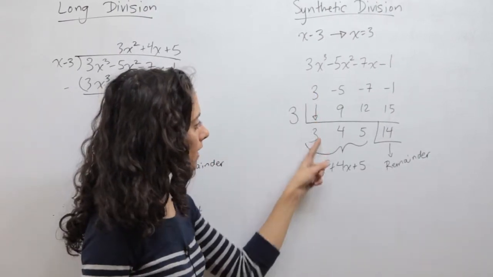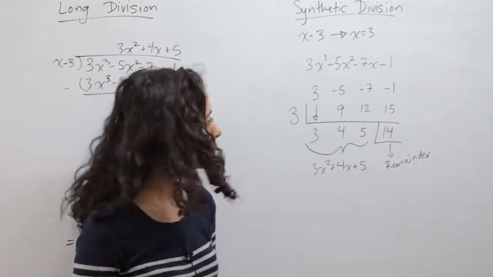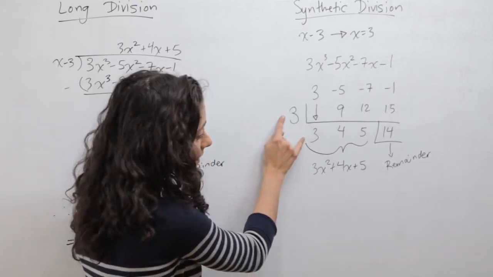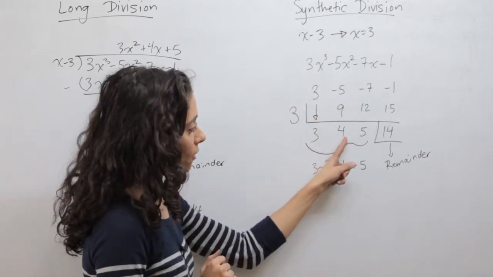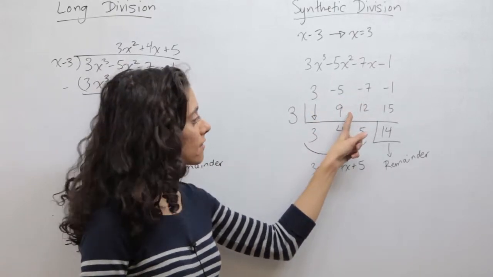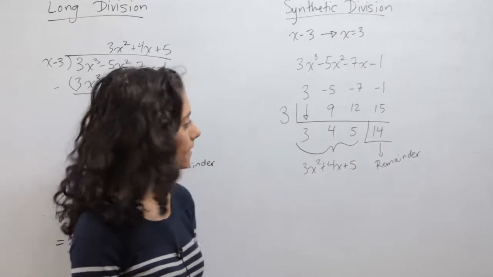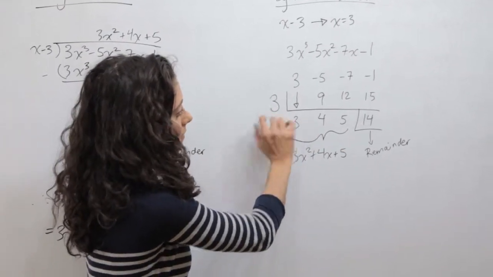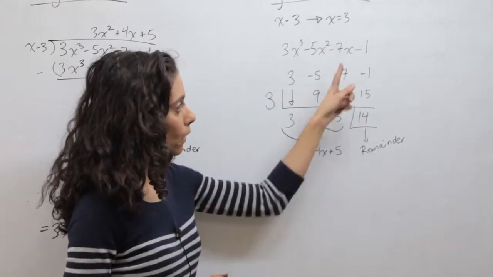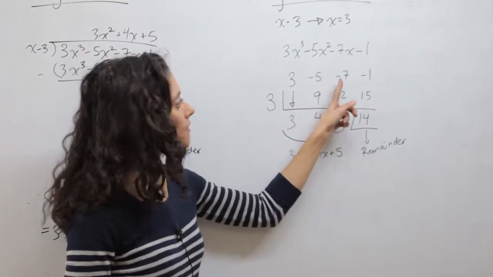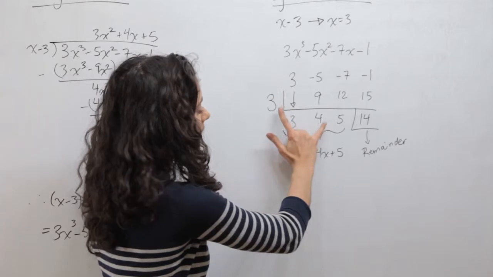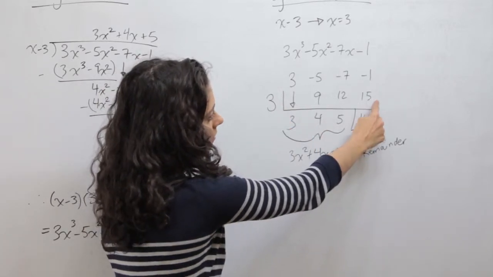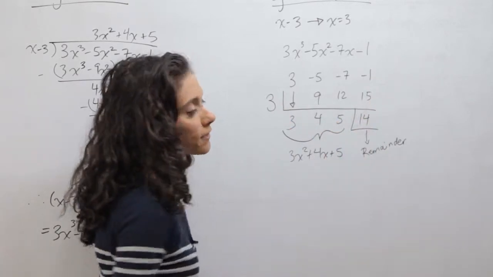We drop down the first coefficient. Now we multiply these, we write it there. We add downward. -5 plus 9 is 4. Repeat. We multiply these, we write that there. We add downward. -7 plus 12 is 5. And one more time, we multiply these. We write it under there. And adding, we get 14.